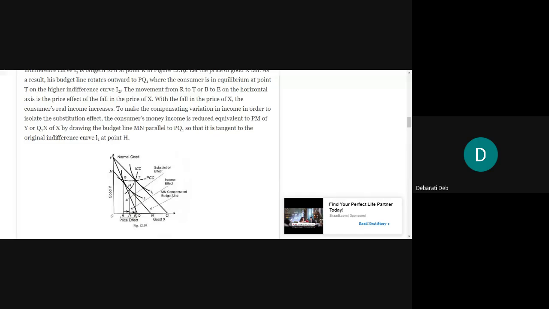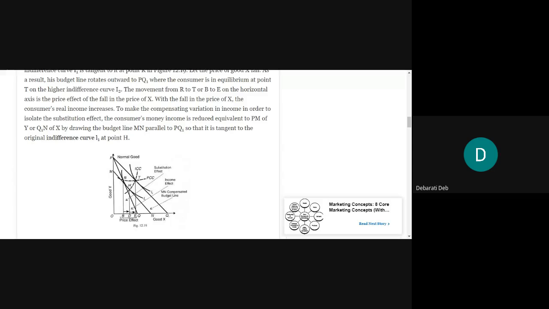So the task was to draw till MN, right? And it will touch the old indifference curve I1 at a new point H, which will be lower than the R. Previously, the equilibrium point was at R at the very first point. So this H, when you are drawing, it should be at a lower side than R. It will be, because if you draw a parallel line to PQ1, it will automatically be at a lower point. The equilibrium will be at a lower point than R.